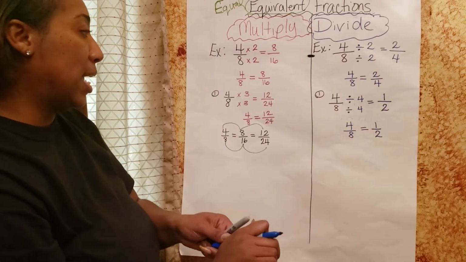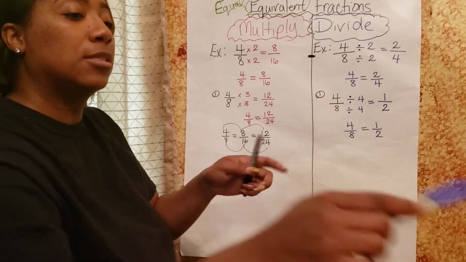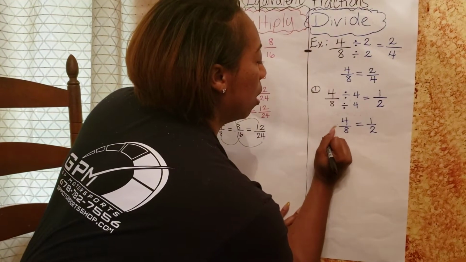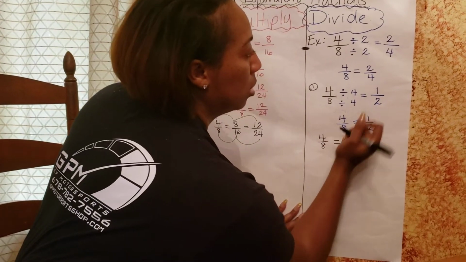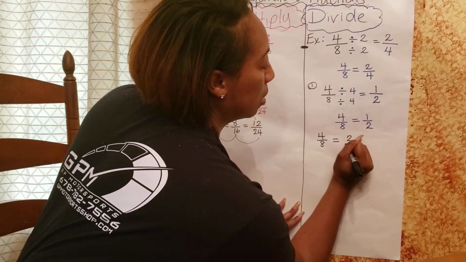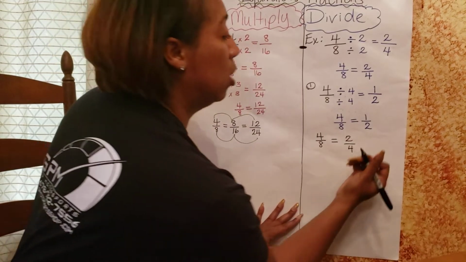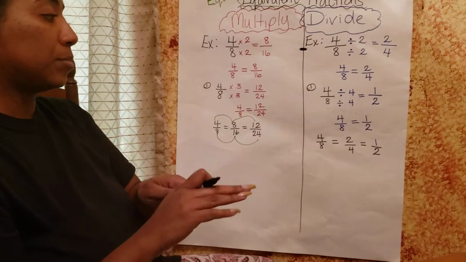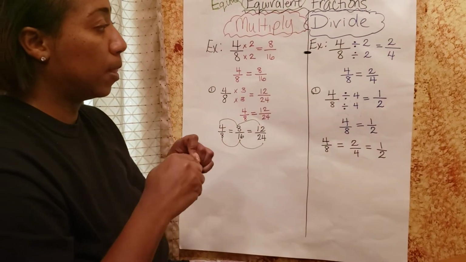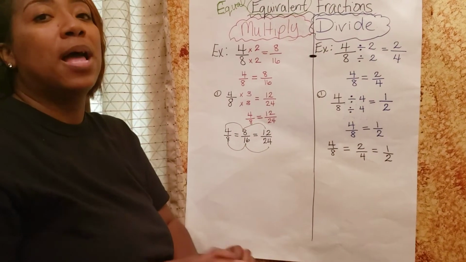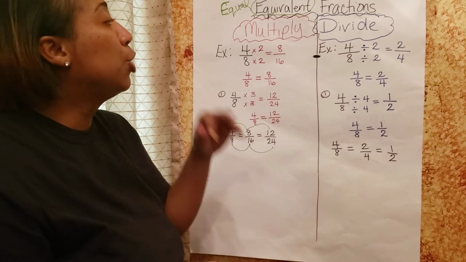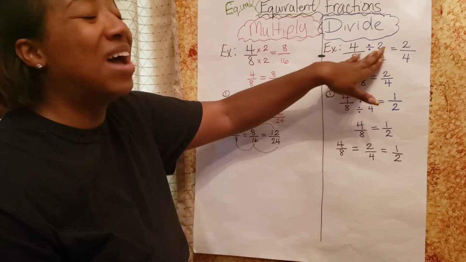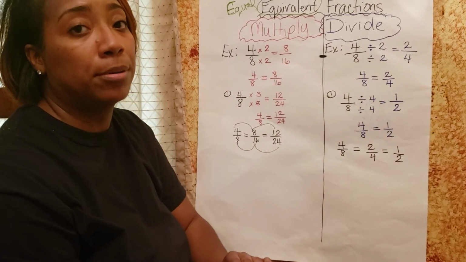So now I can write out these fractions to show that they're all equivalent to each other. So we would start with 4/8 is equal to 2/4, which is also equal to 1/2. And remember, when we are multiplying and dividing fractions, you first have to make sure you're multiplying by the same number or dividing by the same number.